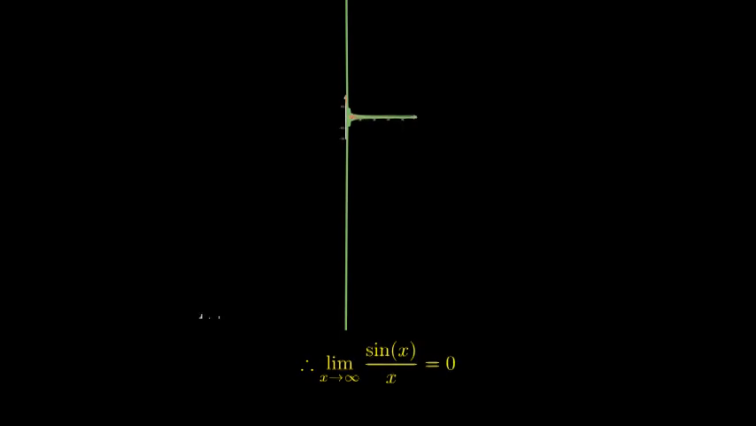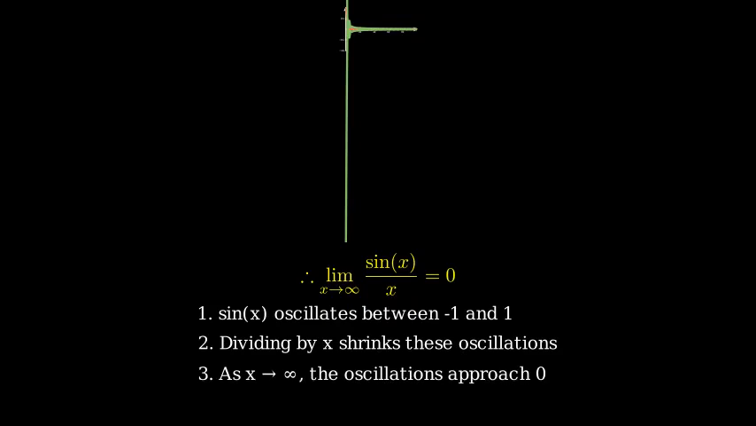To summarize, as x gets larger, sine x continues to oscillate between -1 and 1, but dividing by x makes these oscillations get smaller and smaller, eventually approaching 0.